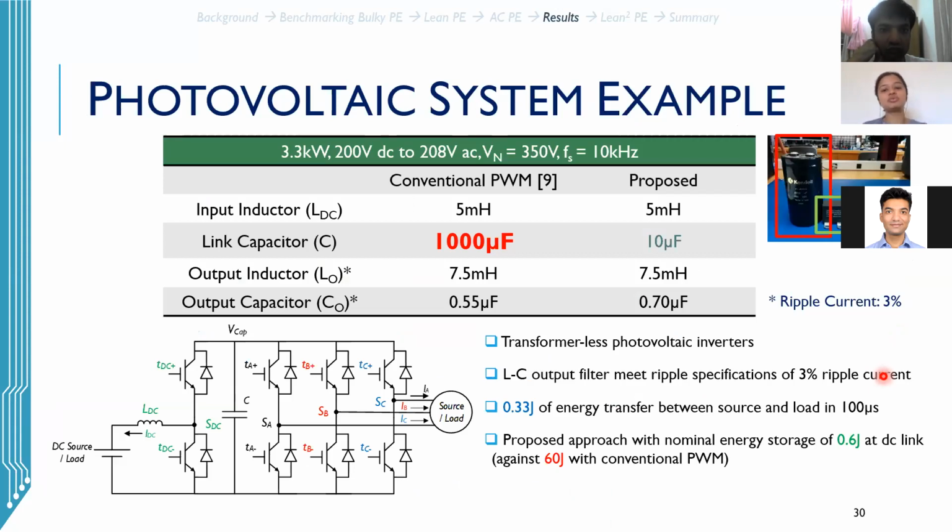So directly going into a photovoltaic design example. We implemented this approach for a transformer-less DC to AC power converter, which was a 3.3 kilowatt power converter, stepping up 200 volts DC to 208 volts AC. While in the conventional cases, we may use, say, a 1000 microfarad capacitor, for the proposed case, we designed it with only a 10 microfarad capacitor. So this power transfer operation represents about a third of a joule of energy transfer. We can see that the energy stored in the 10 microfarad capacitor is just a little less than 2 per units.